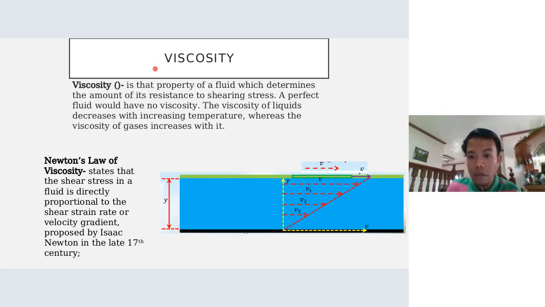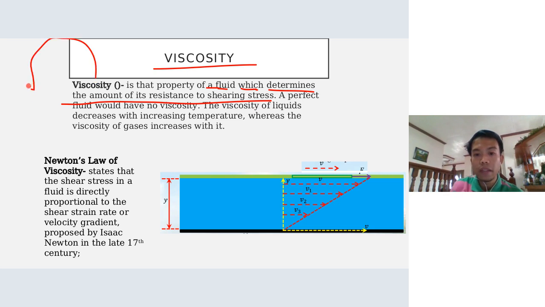Sige. So, yeah, let's proceed to this fluid property, no? Another fluid property. So we have viscosity. So what is viscosity? When we say viscosity, it is the property of a fluid which determines the amount of its resistance to shearing stress. And this viscosity is often represented by the symbol mu. Okay?